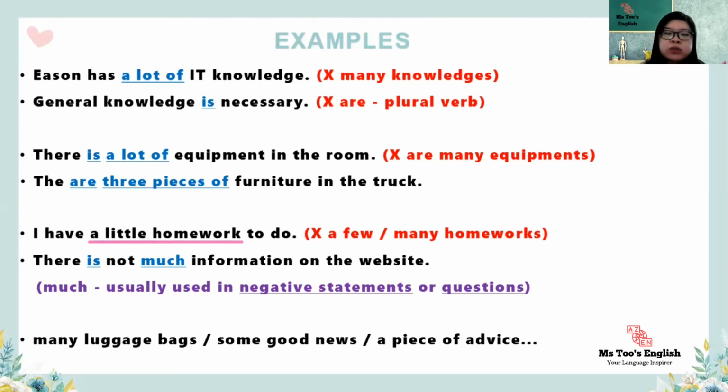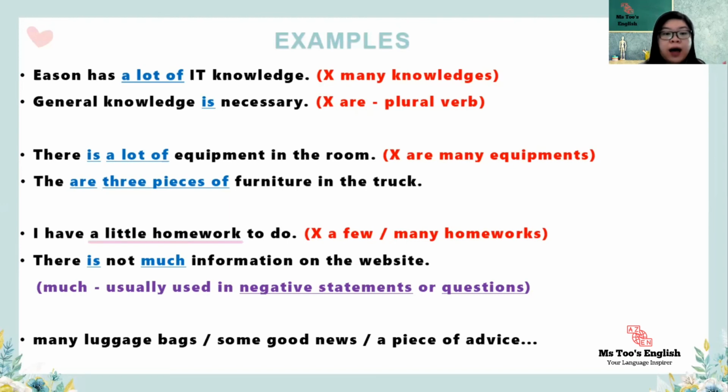About news, you can use some news. I have some news for you. I have some good news for you, instead of saying a good news, because news is uncountable. You use some because some is the same as a lot of. Some can be used for countable or uncountable nouns. For equipment, furniture, advice, if you want to mention one, you use a piece of equipment, a piece of furniture, a piece of advice.